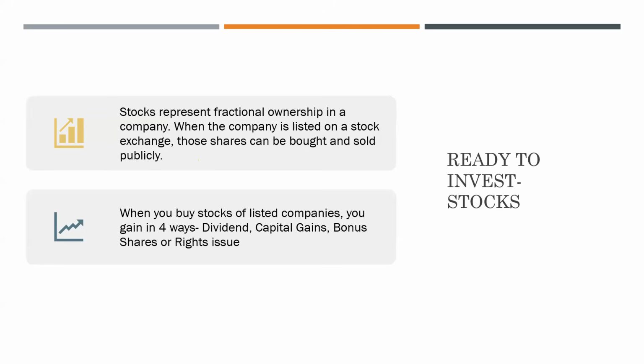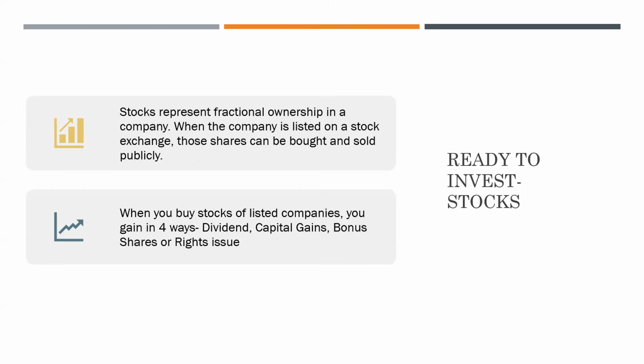And we all know that a company can make profit or it can make loss. All companies, at some point in their lives, have made losses, especially when a company is starting. The first couple of years, the company will make losses. And there will also be times when the economy has a setback and the company may also make losses. Things like that happen from time to time. When you are a shareholder of a company, you are pledging to share both the profit and the loss of that entity. So when a company is listed on a stock exchange, those shares can be bought and sold publicly. When you buy stocks of a listed company, you gain in four ways.